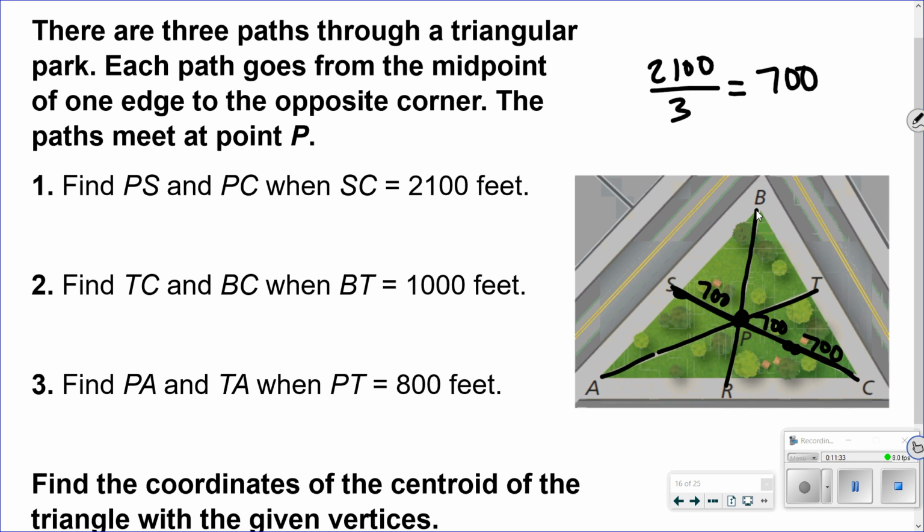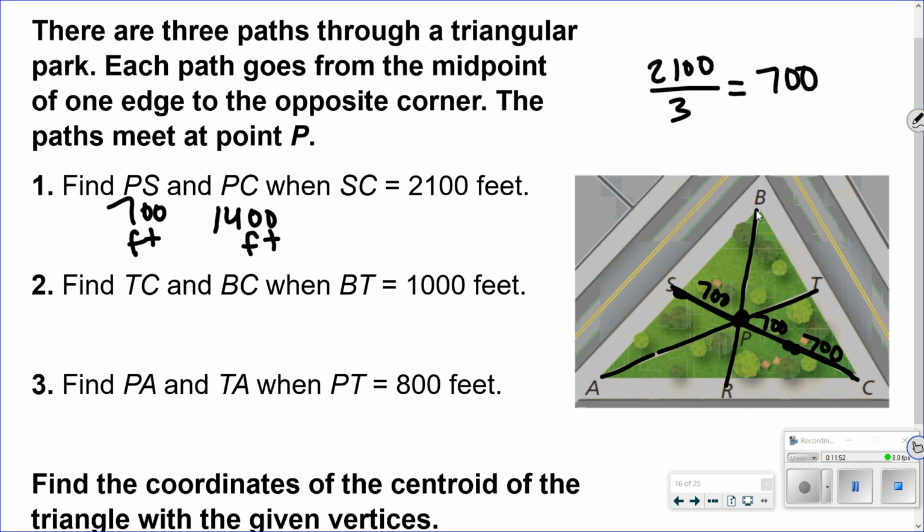So the question is, what is PS? Well, PS is 700 feet. What is PC? That's 2/3 of it, so I have to take the 700 and 700. That would be, sorry, over here, that would be 1,400 feet.